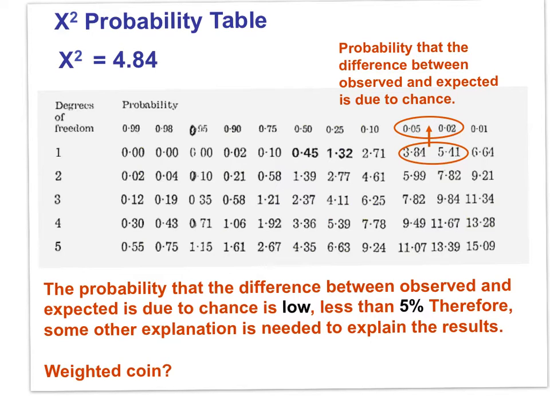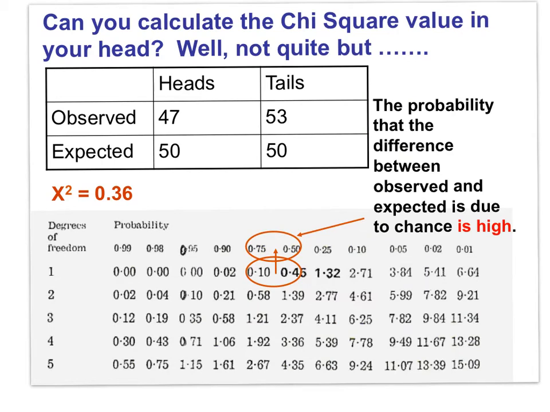Is the coin weighted? Now, just for clarity, let's go back to the results that produced 47 heads and 53 tails for chi-square analysis. If you run the chi-square calculation, which I'll let you do on your own, the chi-square value is 0.36. We enter the table on the first row.